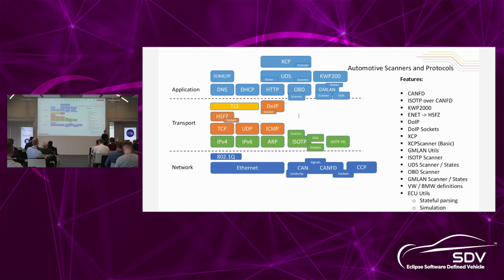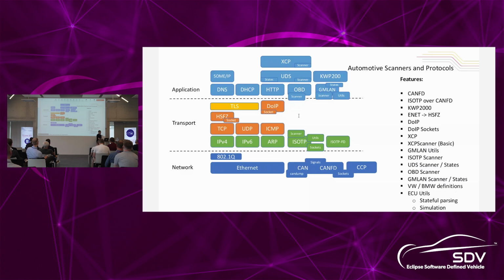This was, for example, for the UDS scanner. There are more scanners available also for automotive protocols, for example, ISOTP scanner, XCP scanner, GMLAN scanner, if someone still uses GMLAN, OBD scanner, and so on. And this is how the picture looked 1.5 years ago. We see basic automotive protocols are now implemented. We have CAN, we have CAN-FD, we have the transport protocols, and we have a few applications.